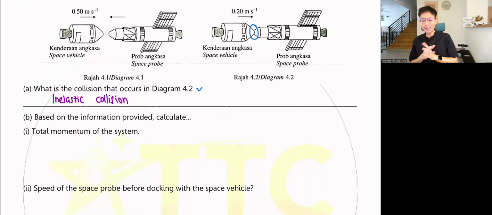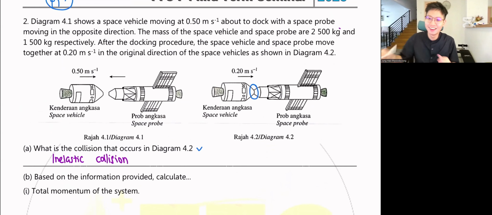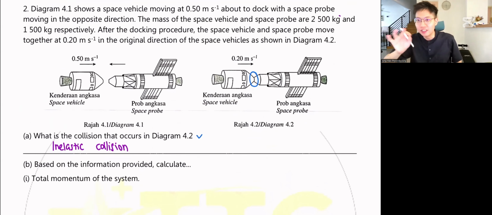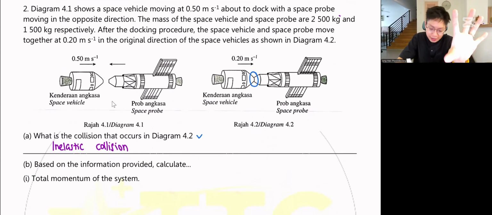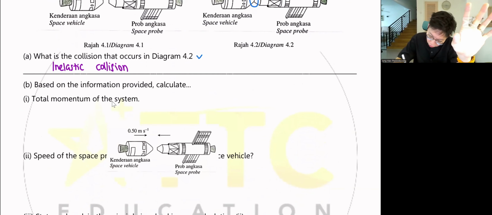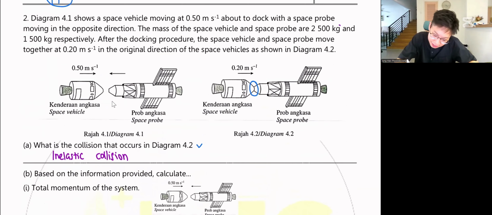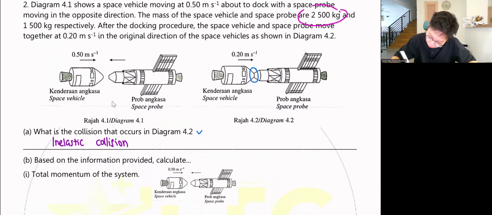Next. Based on the information provided, calculate the total momentum of the system. I try to use the picture to calculate this. Copy first, I paste this image. Can I calculate the total momentum of the system before first? According to the question, they say here is 2,500 kg for the space vehicle, then the space probe is 1,500 kg.